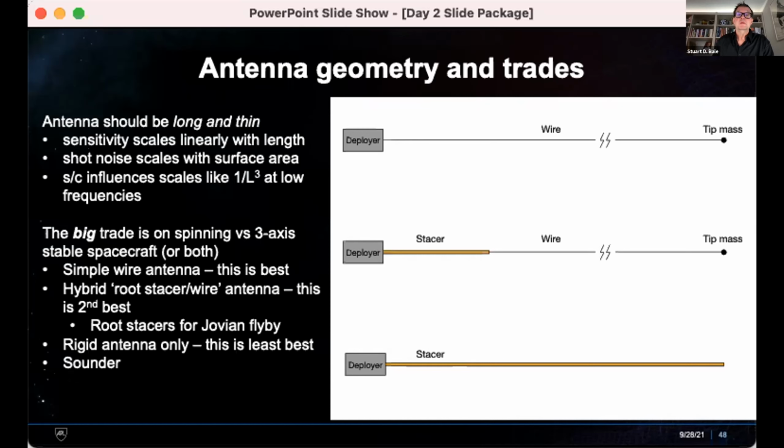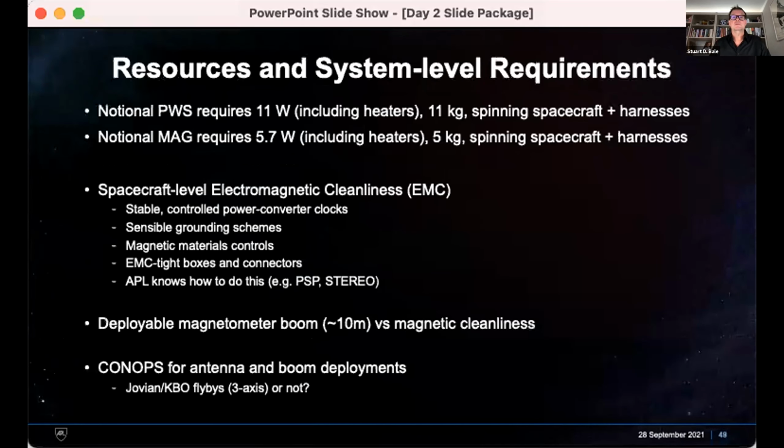The next slide shows what we think are resources and system level requirements. This notional PWS that we have, which has 50-meter wires and a spinning spacecraft, requires about 11 watts of power, including heaters on the preamps, and 11 kilograms or so. A notional MAG requires about 5.7 watts, which includes heaters, and 5 kilograms.